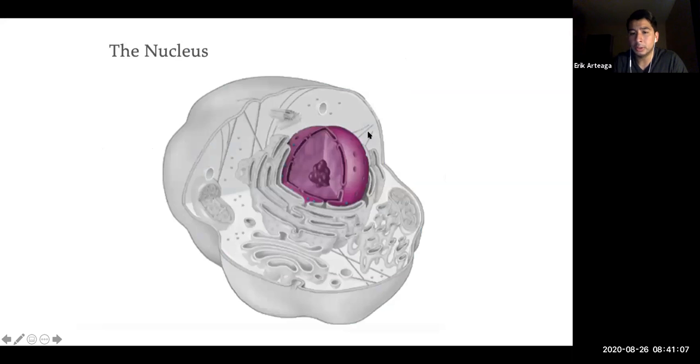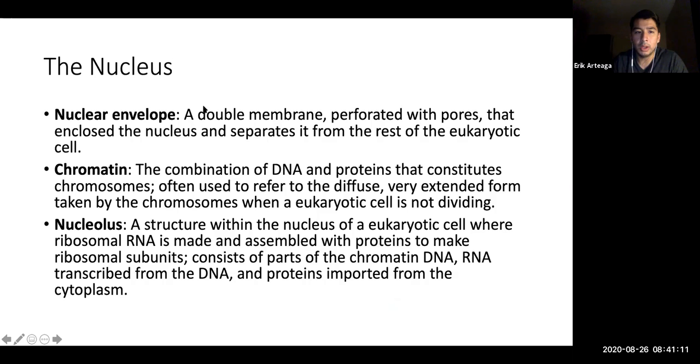Okay. All right. So going into the organelles, the nucleus. So the nucleus, again, it's going to be the area of the cell, the organelle that's going to be housing the genetic information or the chromosomes, right? So yeah, nuclear envelope, a double membrane, perforated with pores that enclose the nucleus and separates it from the rest of the eukaryotic cell. Okay, so again, this is going to be kind of that outer or inner shell protecting the genetic information, right?